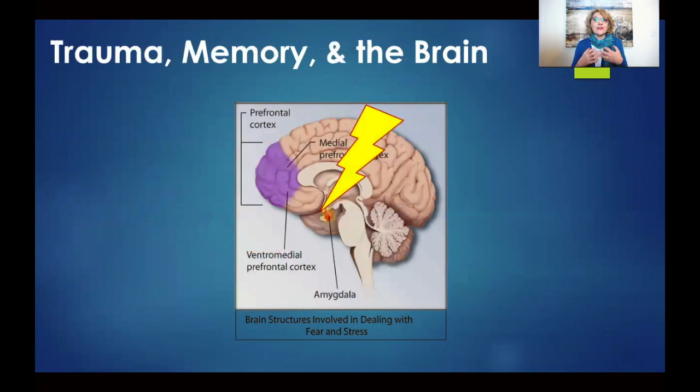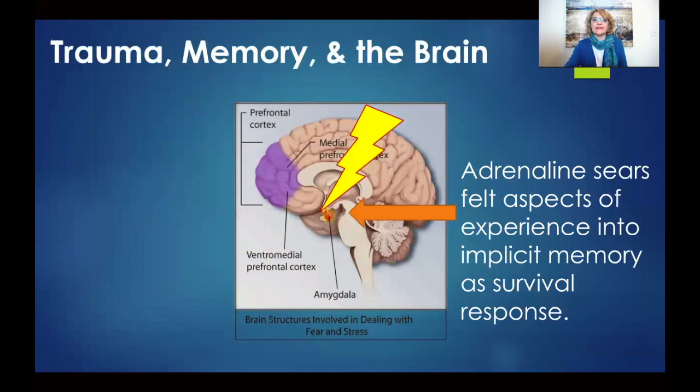Now, let's review what happens when we experience something traumatic and how it affects the brain. So when something threatening happens, of course, our brain activates the fight, flight, freeze response. When that happens, of course, a lot of adrenaline is released. That adrenaline not only strengthens us and gives us the extra energy we need to get through the experience, but adrenaline sears the felt part of the experience and any actions we took to survive into our implicit memory in the lower brain areas, the emotional brain and the reptilian brain.